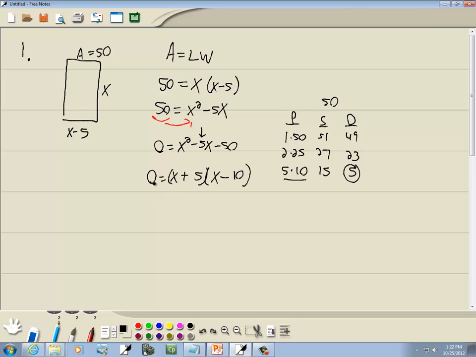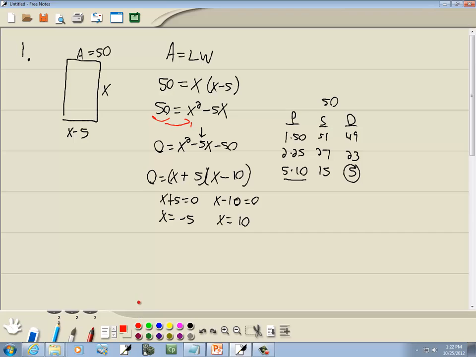Now zero factor property. Get 0 on one side, you factor the other side. You're going to set each factor equal to 0. So I'll set x plus 5 equal to 0, and x minus 10 equals 0. So we get x equals negative 5, and x is equal to positive 10.